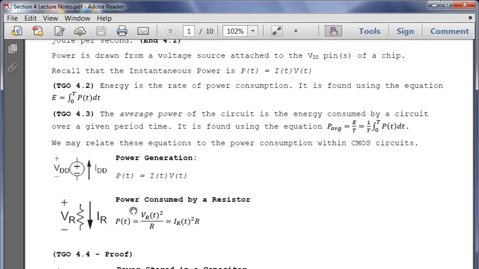For a resistor, we can relate the power consumption to the voltage dissipated across the resistor squared divided by the resistance, and that is also equal to the square of the current times the resistance.